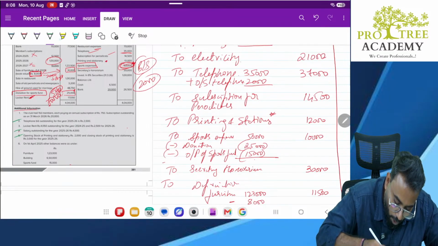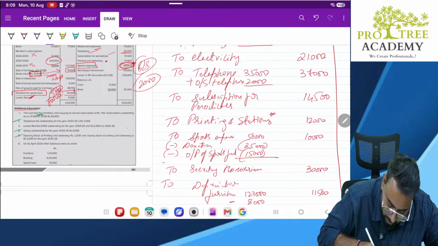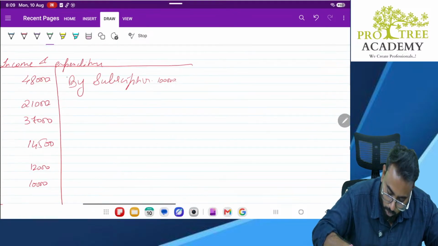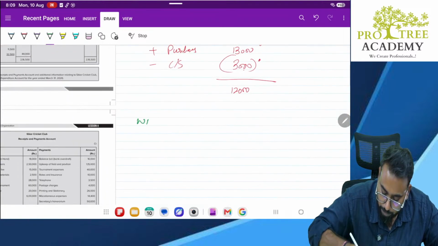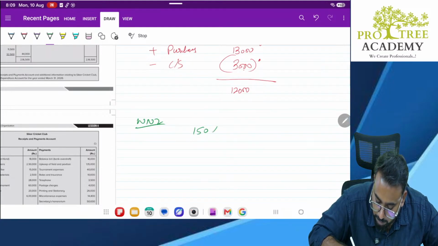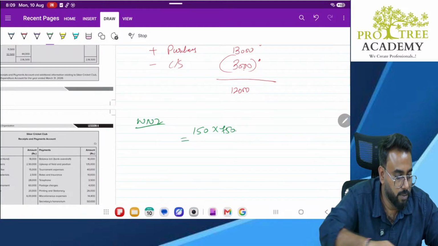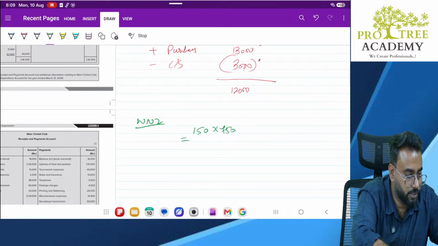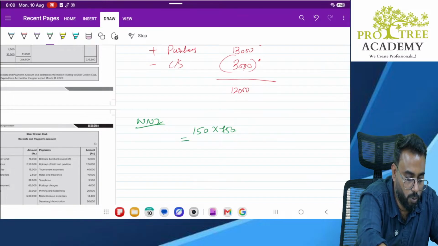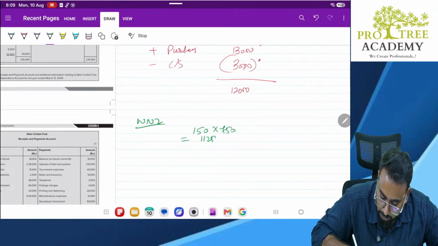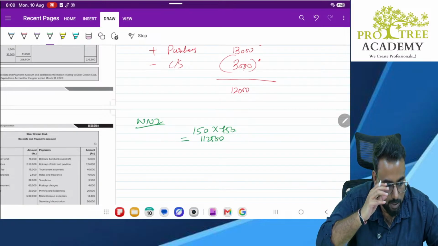See here. How many members are there? 150 members. Here we'll do it in working note number 2. How many members? 150 members. Correct. Each member will pay how much subscription fee? 750. So what is the total? Please calculate. 150 times 750 is 1,12,500.